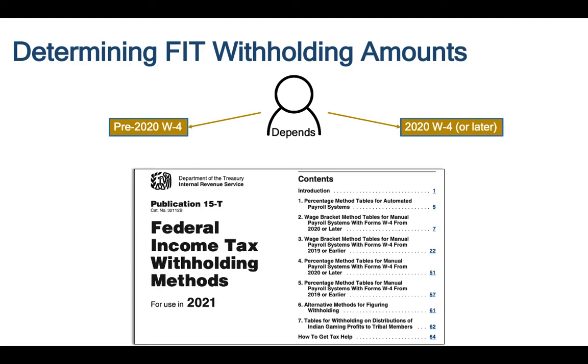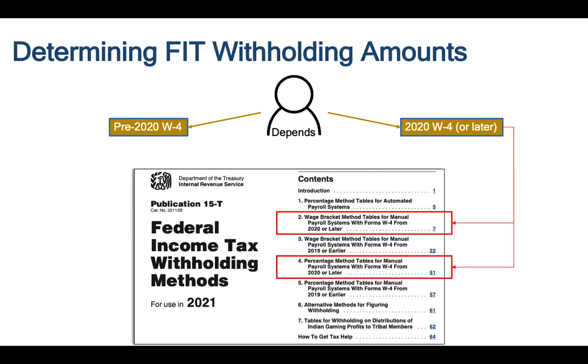So again, looking at federal income tax withholding amounts, if we have a W-4 that's 2020 or later, then for manual systems, we would look at sections 2 or 4 to either use the wage bracket or the percentage method. If we have a W-4 that's pre-2020, we would look at sections 3 or 5 for the wage bracket or percentage method to determine how much to be withheld. Or we can use the tax assistant Excel file from the IRS.